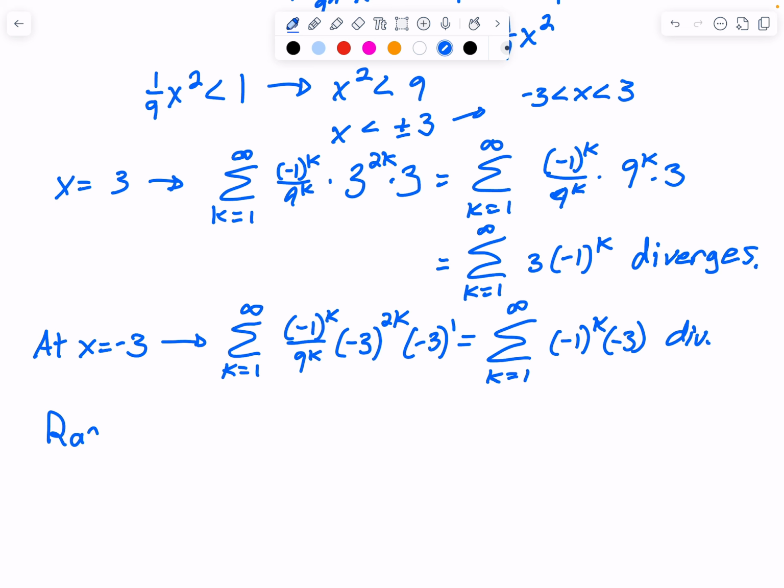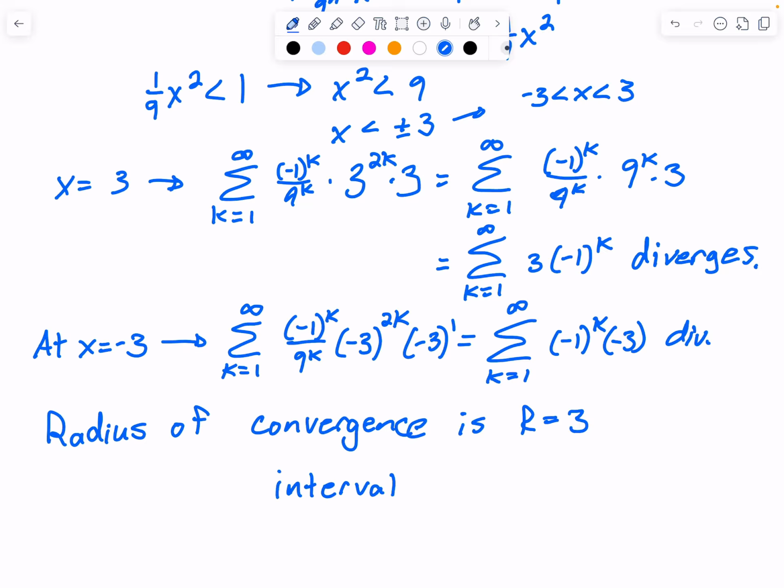So the radius of convergence, all right, that's going to be r equals 3. That's what we got for the radius. And then we know the interval isn't going to contain either endpoint. The interval is -3 to 3.